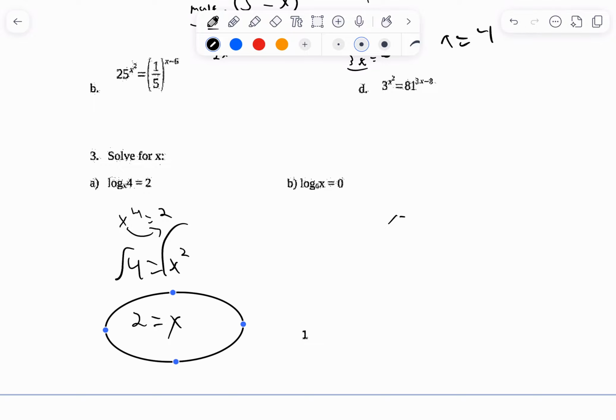And now you might get a plus minus answer, but you'd only use the positive number since you can't have the negative.